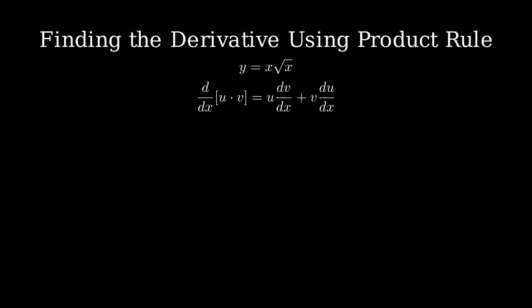For our function, let's identify u and v. We'll let u equal x and v equal the square root of x. Now let's find the derivatives of u and v separately. The derivative of u with respect to x is simply 1.